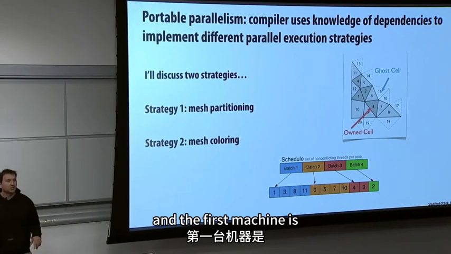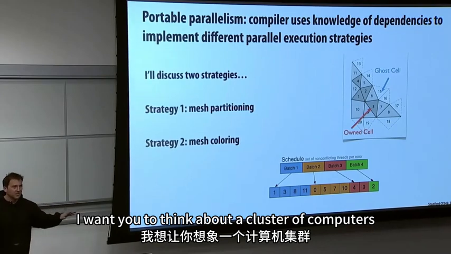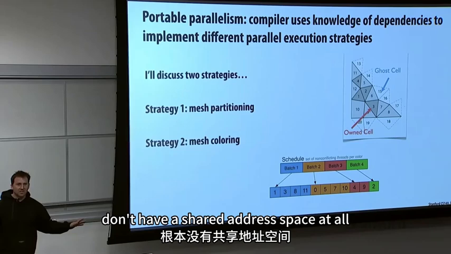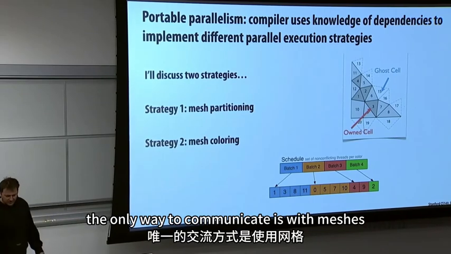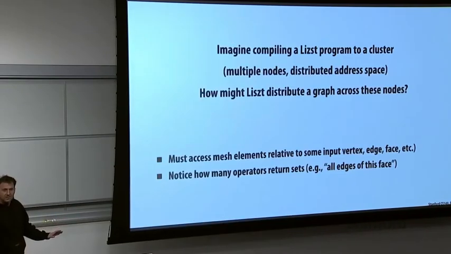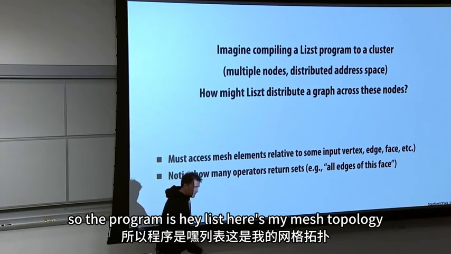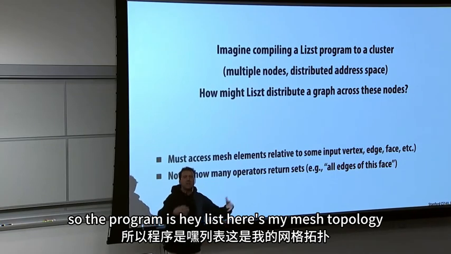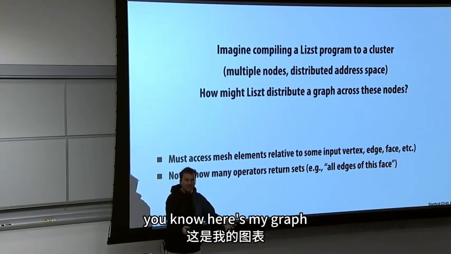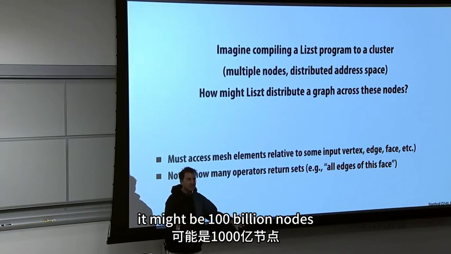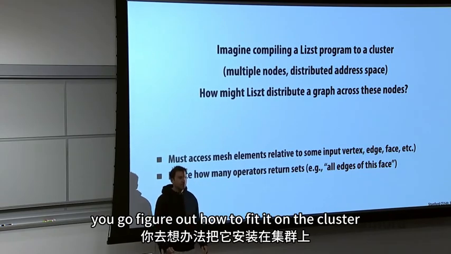The first machine, I want you to think about a cluster of computers that don't have a shared address space at all. The only way to communicate is with messages. So the program is, hey Lisztlist, here's my mesh topology. Here's my graph. It might be 100 billion nodes. You go figure out how to fit it on the cluster.